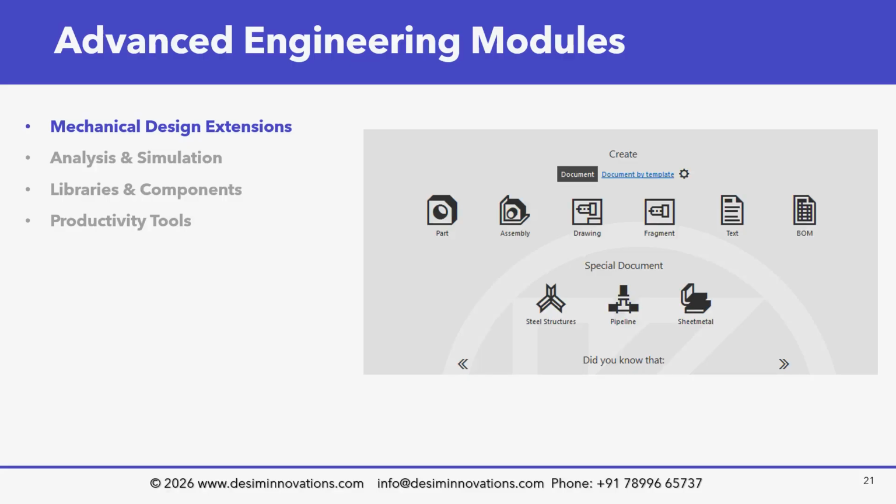So far we looked at the core CAD capabilities. But beyond modeling, Compass 3D also includes a number of specialized engineering modules that extend its capabilities into analysis, simulation, and design automation. So let's go through some of them. First, under mechanical design extensions, Compass 3D includes dedicated tools that help you create not just parts, assemblies, and drawing fragments, but also steels such as pipelines and advanced sheet metal modeling.